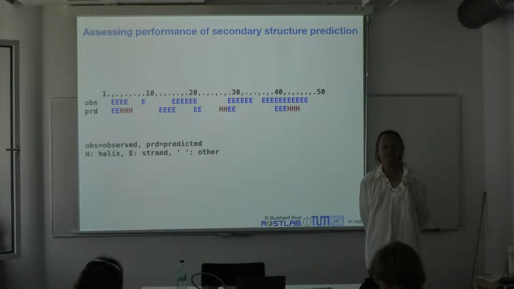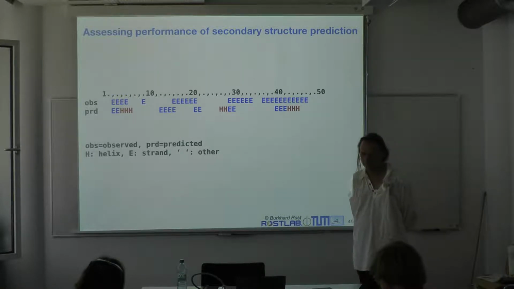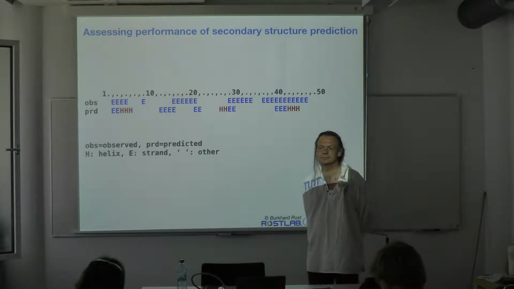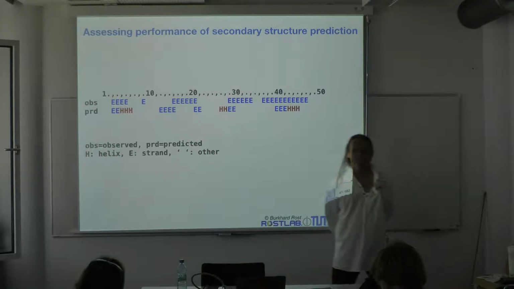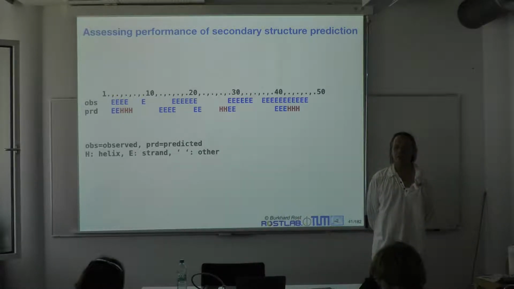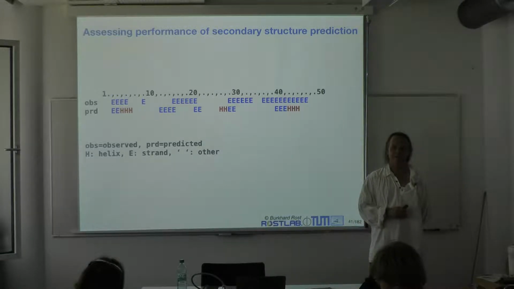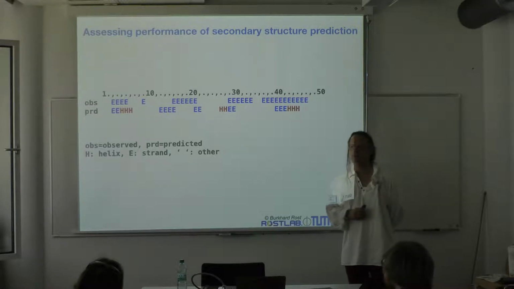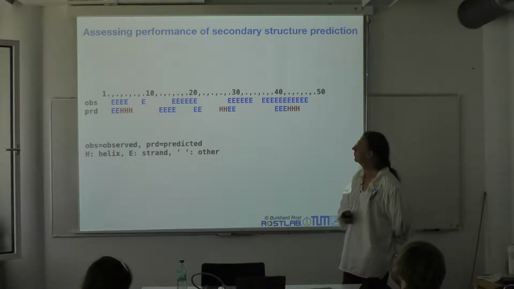How good is that? What's the simplest way of doing it? Just throw some measures at me. Not so many. Just accuracy: how many are correctly predicted, divided by the number of residues that are predicted.